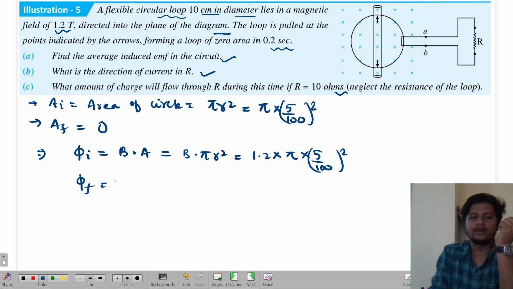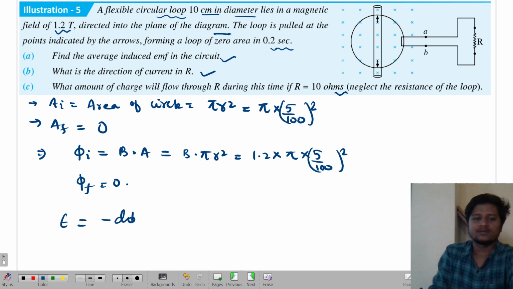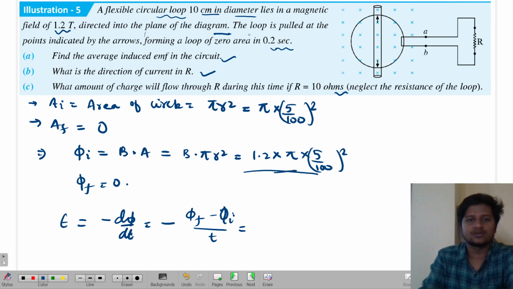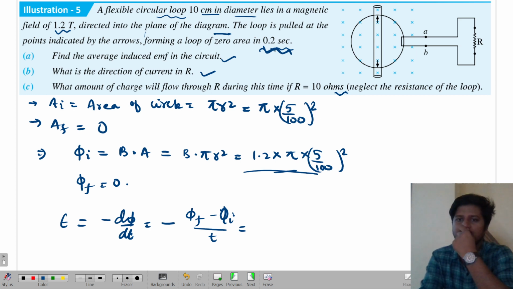Now flux final will be equal to 0 or not? Why? Because area is getting 0. So EMF is what? Minus of d phi by dt or not? Tell me yes or no. So minus of d phi is going to be minus of, this is going to be finite, so flux final minus flux initial divided by time taken. Can you solve this question or not? Flux final is 0, flux initial is pi r square into magnetic field, and time is also given. See, the area of the loop changes in how many seconds? 0.2 seconds, right or not? Yes or no? Do it fast.